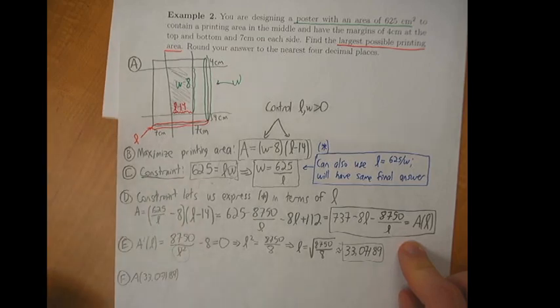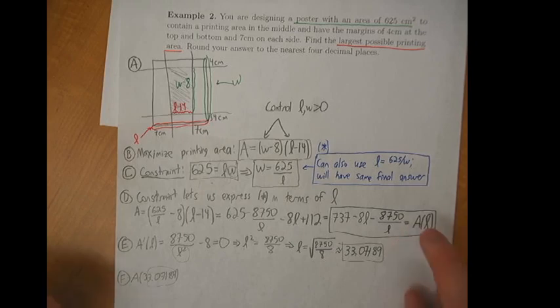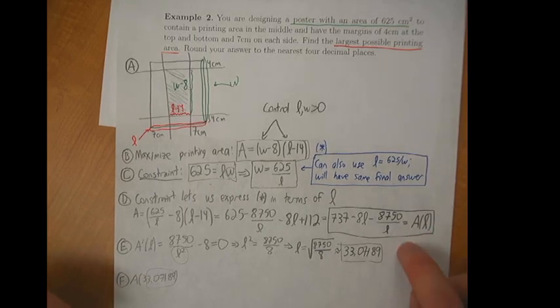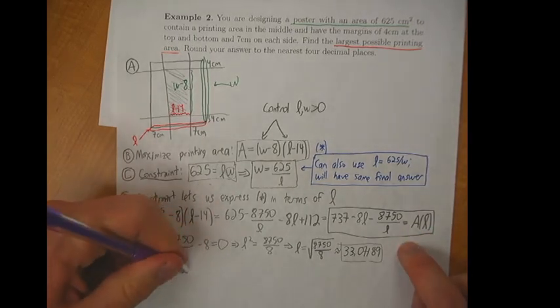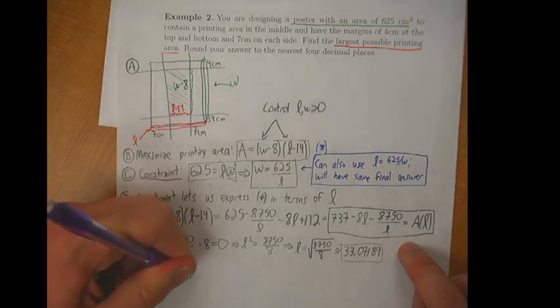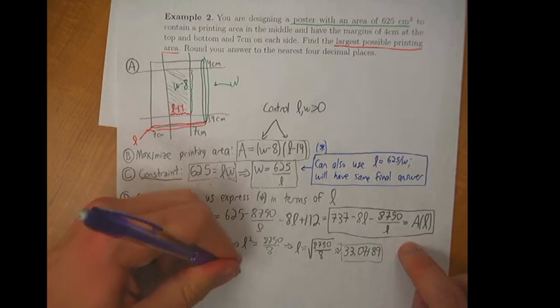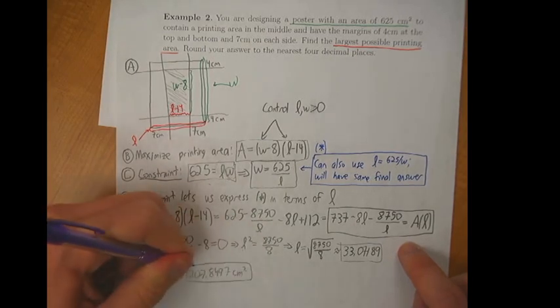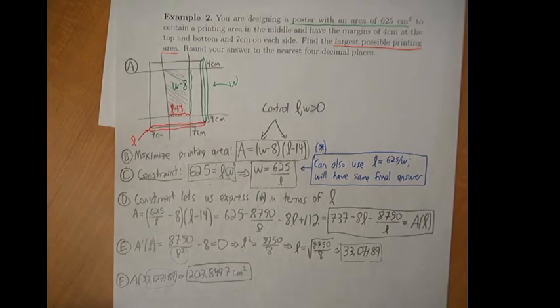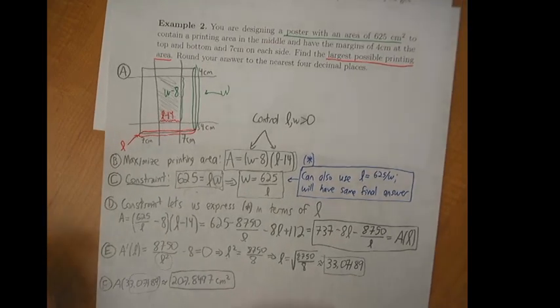33.07189. So if we plug this value into our expression for A here, in step D, plugging this into a calculator should net you 207.8497 square centimeters. Okay? So that'll be the largest possible printing area for our printed area here. Okay, so any questions on that part before we move on?